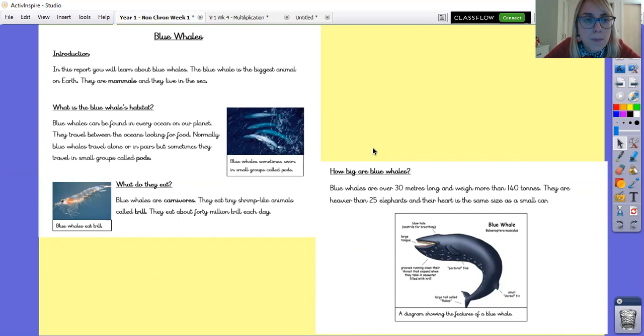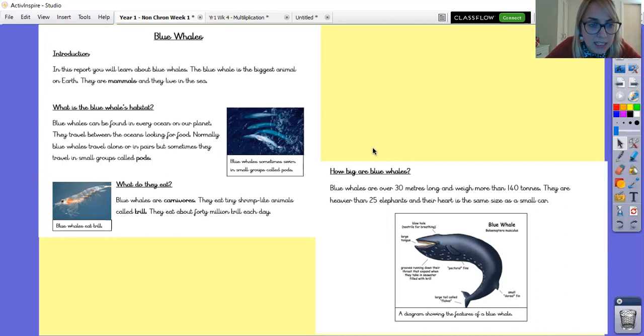Okay, so blue whales. Introduction. In this report, you will learn about blue whales. The blue whale is the biggest animal on Earth. They are mammals and they live in the sea. What is the blue whale's habitat? Blue whales can be found in every ocean on our planet. They travel between the oceans looking for food. Normally, blue whales travel alone or in pairs, but sometimes they travel in small groups called pods.